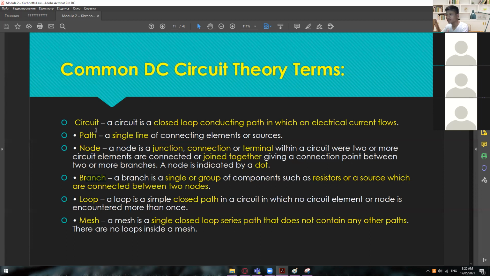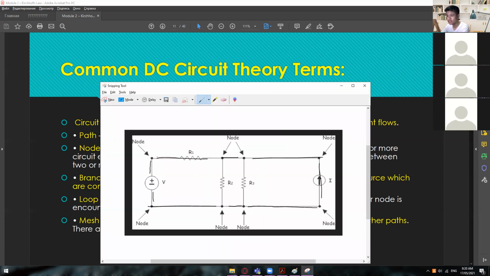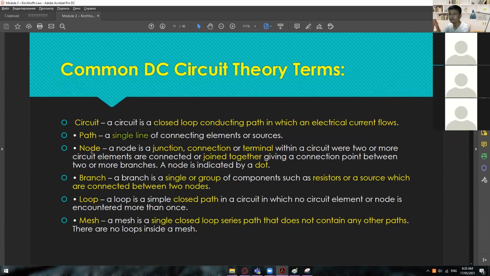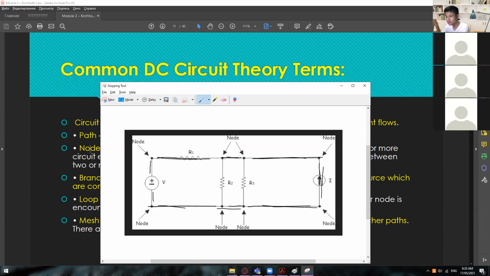So in here, just some common terminologies when it comes to solving KCL or KVL. A circuit, you guys already know this one. A circuit is a closed loop conducting path in which an electrical current flows. And then a path is a single line of connecting elements or sources. Just like what I mentioned a while ago, this is a path, another path. And then for the node, this is a node. You guys already know this one. It is the one that connects, or leads, to another path, basically.